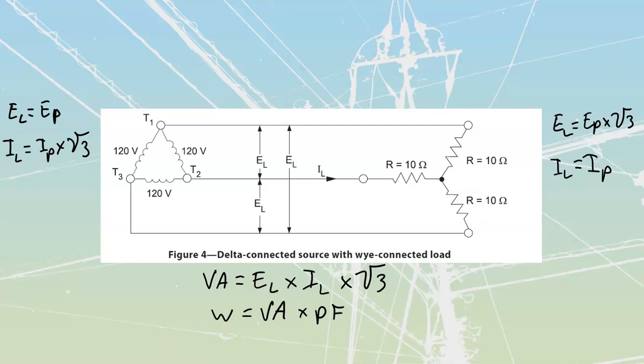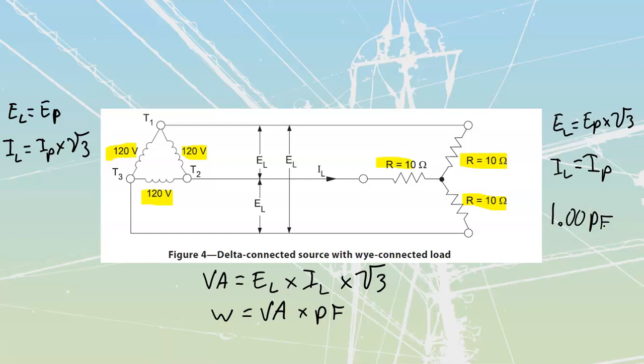Let's start by identifying what we do know. Once again, 120 volts that we have for each of my phase values of voltage, and resistances of 10 ohms that I'm going to have for each of my phase values of resistance. Because it is pure ohmic resistance, we know that I'm going to have a 1.00 power factor as well.